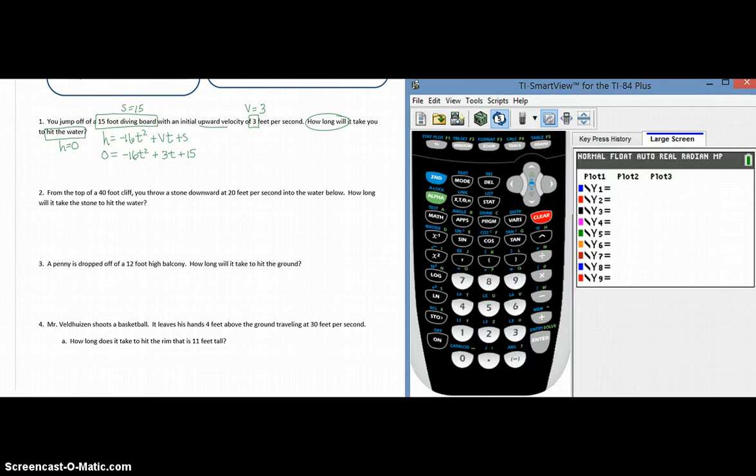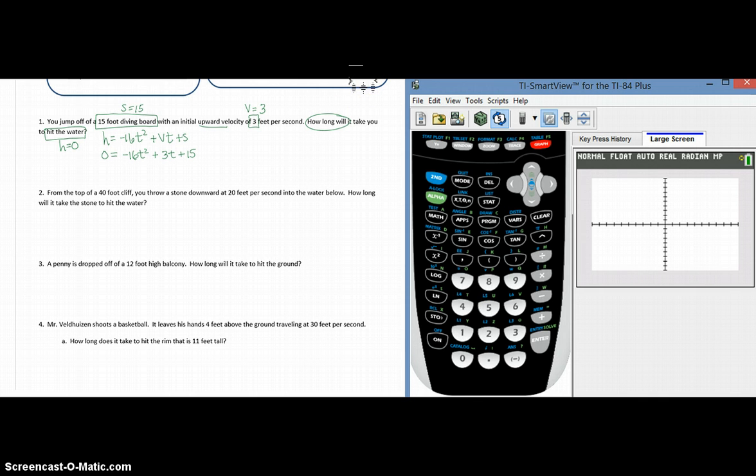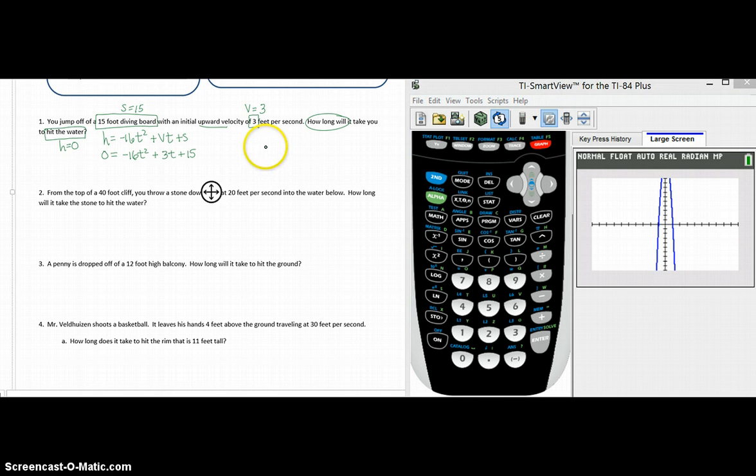So in your graphing calculator, if you go to y equals, and clear out anything you have in there, you're going to type this equation in, the negative 16t squared plus 3t plus 15. Be sure to use the negative 16. We're going to use x, just because that's what our calculator does, squared plus 3x plus 15. And then I'm going to graph this. What you are looking for are the x-intercepts.